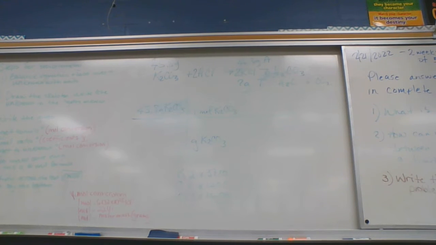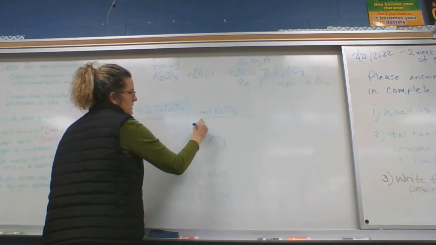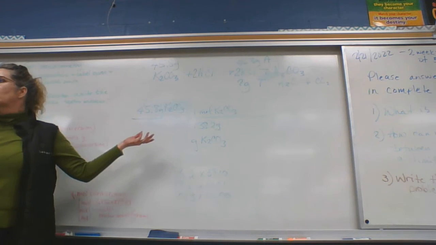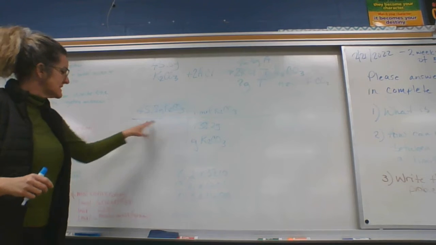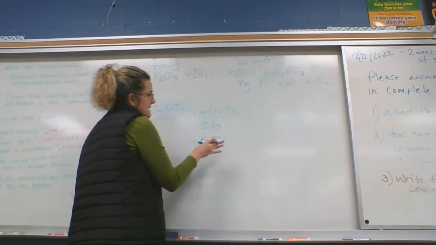What is the molar mass of K2CO3? 138 point what? Did I get 138.2? What did you get? 138.2. Because that's the molar mass. That's our conversion. So the first step is get to moles.